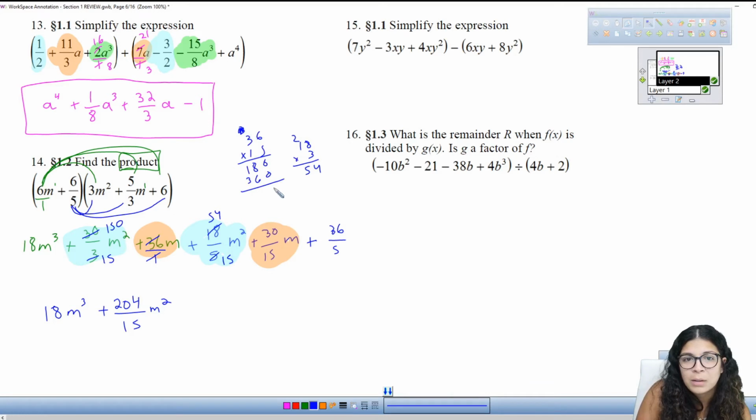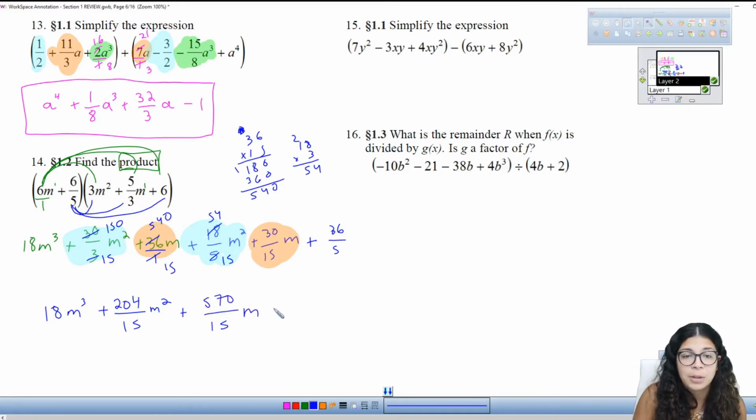And then we add all together. We get 0 plus 0 is 0, 8 plus 6 is 14, and 1 plus 1 plus 3 is 5. So that's 540. And 1 times 15 is, of course, 15. So 540 plus 30 is 570, and the denominator stays the same, and our variable is m.